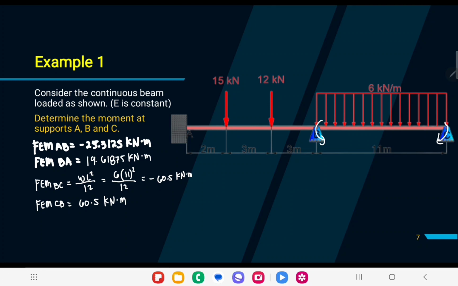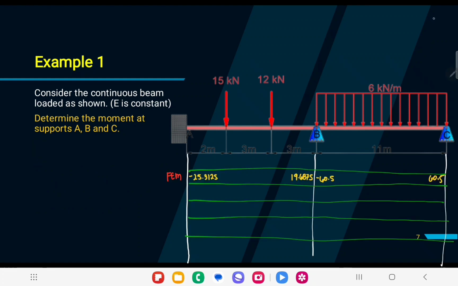So, nasolve natin yung FEM, AB, BA, BC, and CB. So, pwede bang ayusin ko lang? Okay? So, yan yung moments at the support reaction. So, hindi pa yan yung final, okay? That is just the fixed-ended moment, okay?